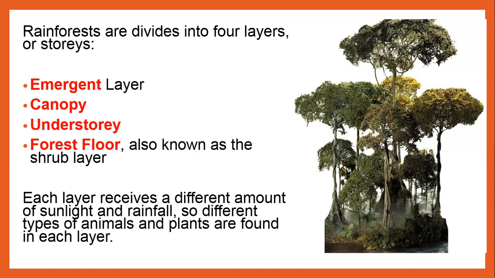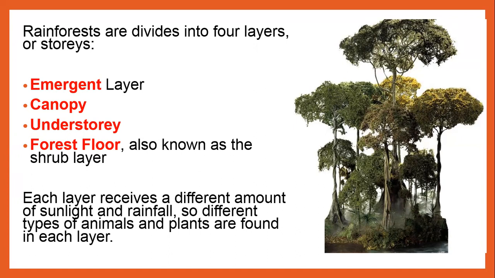So thinking about rainforests and how they are made up, rainforests are divided into 4 layers or stories, and each story or layer has a different name. You have an emergent layer, the canopy layer, the understory, the forest floor, also known as the shrub layer. Each layer receives a different amount of sunlight and rainfall, so different types of animals and plants are found in each layer.